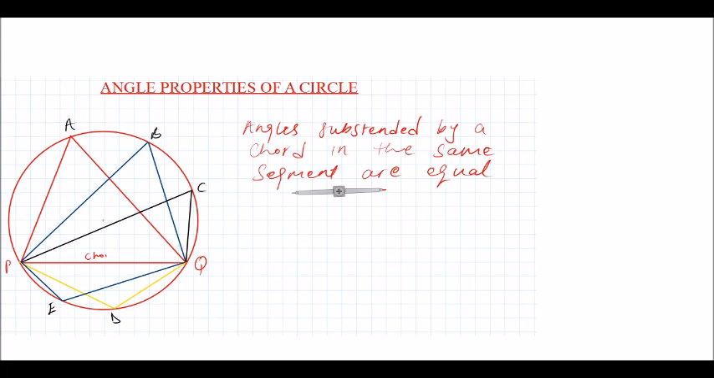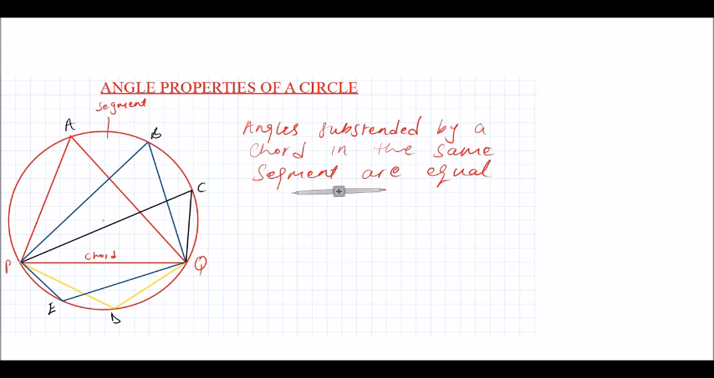Very good. So we go to the next property. The next property, as you can see on my board, I have a circle and I have a chord. This is a chord now. We have dealt with a diameter, but now this is a chord. A chord is made up of 2 points that lie on the circumference of the circle, but it doesn't pass through the center.